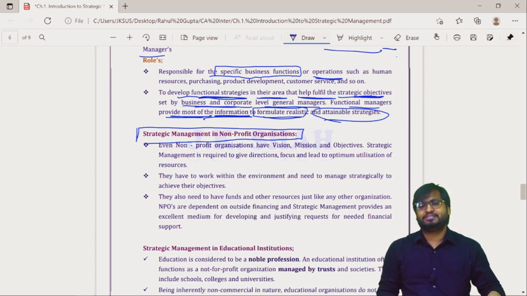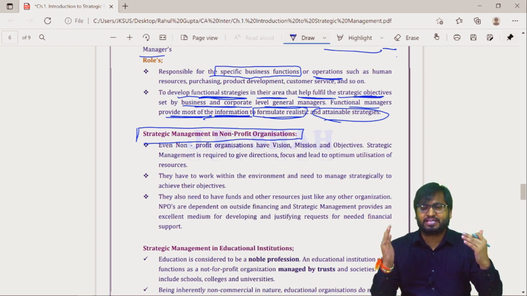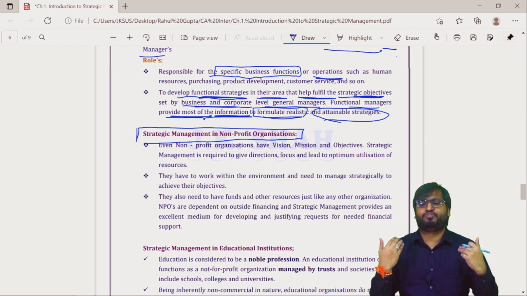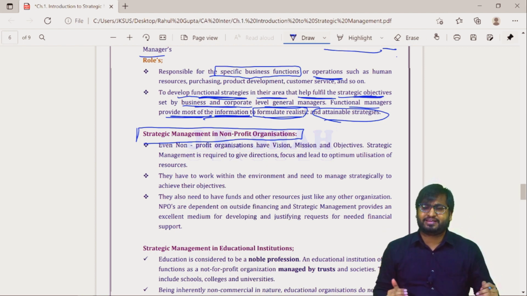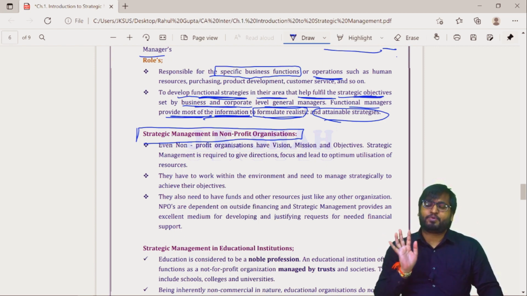And last, you should develop the interpersonal skills of the students, so that whenever they are working in the corporate world, they will be able to perform well and excel in their careers. So these are the 5 main points of strategic management in educational institutions.